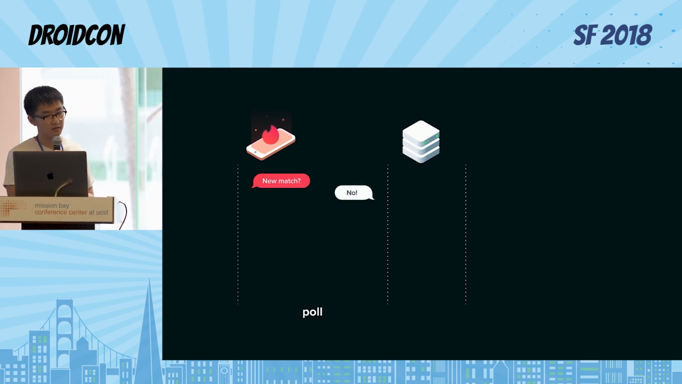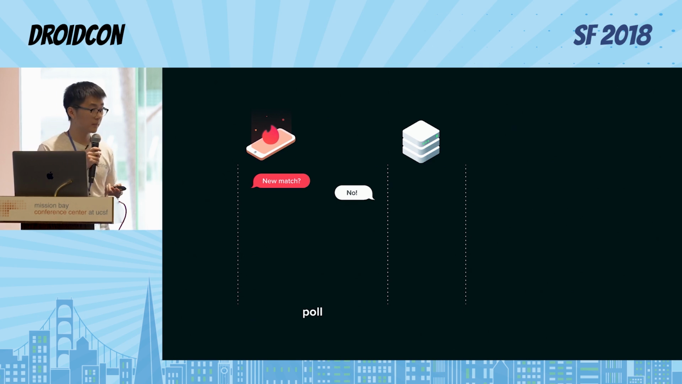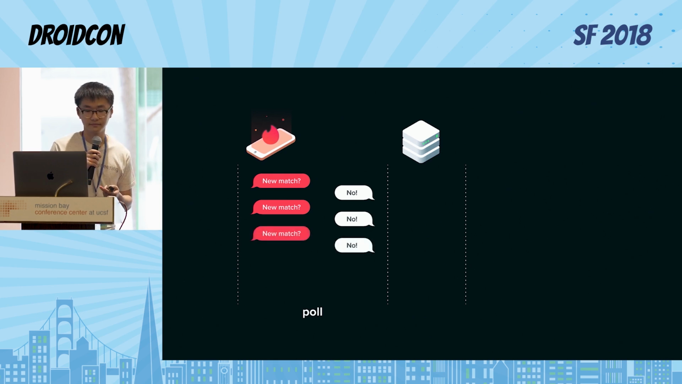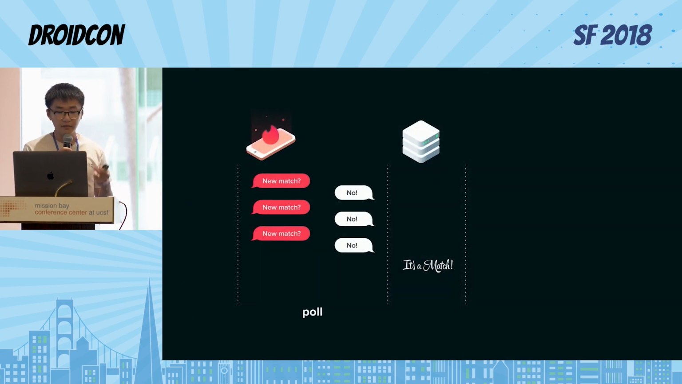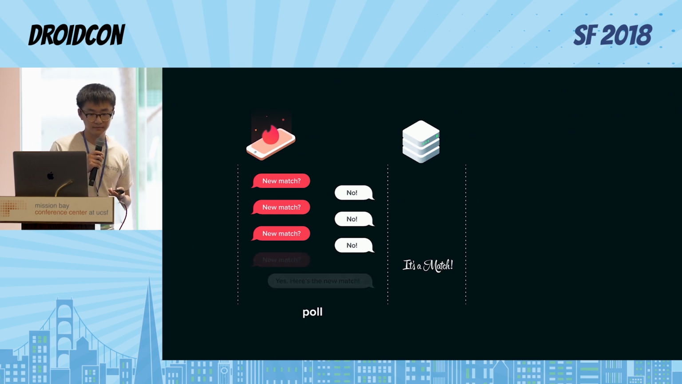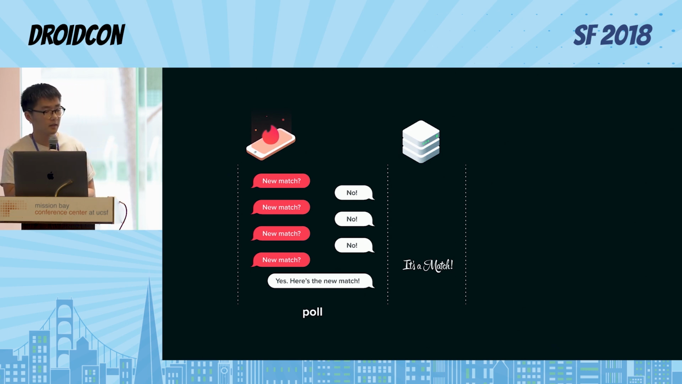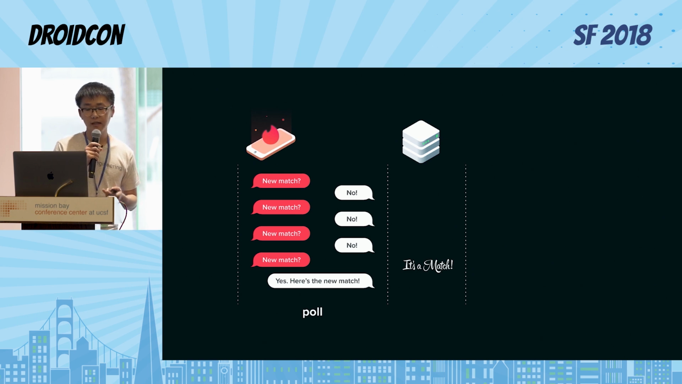If there are no changes, the server will return an empty response. The app will check back later, every 2 seconds. However, if there is a new match, it will be sent to the client the next time it asks. This form of communication is called polling. Polling is easy to implement in code. It's probably not the best practice, but it worked for a long time.